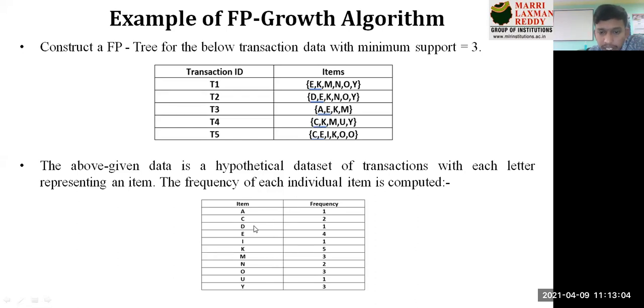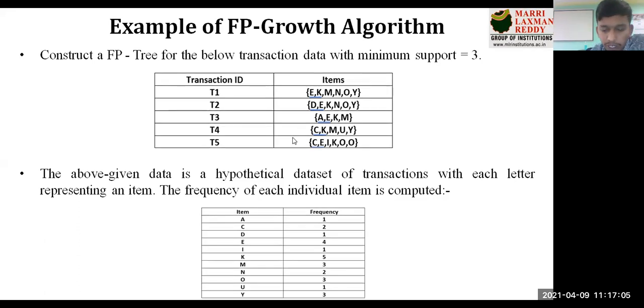If I go with D, D is available only in transaction 2, so the support value is 1. E is available in transactions 1, 2, 3, and 5, so the support value is 4. Similarly, for K, the support value is 5. That's how we are calculating here. Frequency is nothing but your support. Here they have termed it frequency, but we call it the support value because frequency is nothing but the number of times each value is repeated in the complete database. I hope everybody is clear till this step. Now we move ahead with the next step.